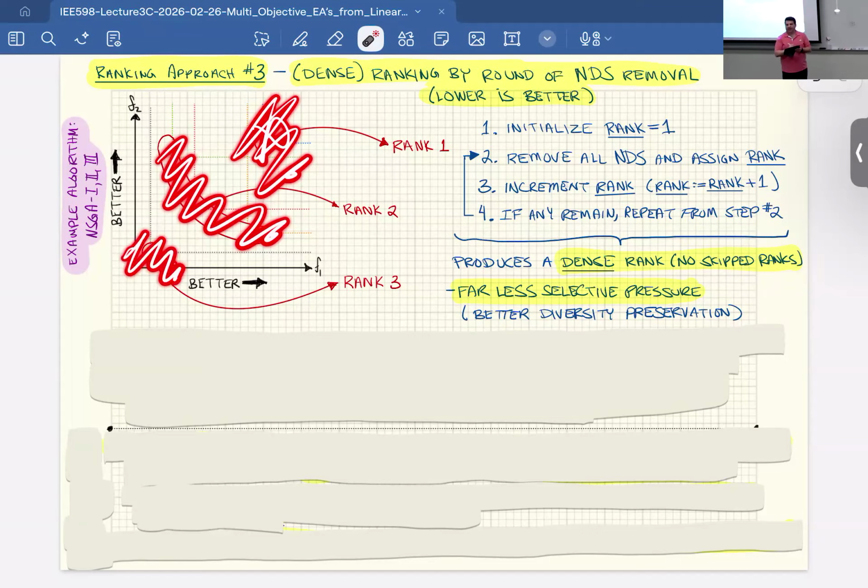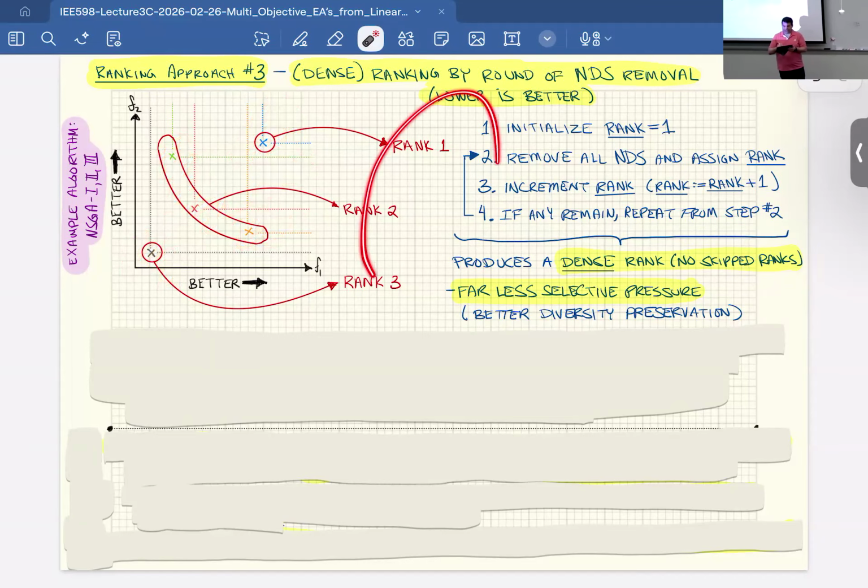They get rank 3. So the nice thing about this is you've got what we refer to as a dense ranking. There are no gaps in the ranking. And so this has sort of the weakest selective pressure, so it has the highest ability to maintain diversity, which is really important as we approach the Pareto frontier.